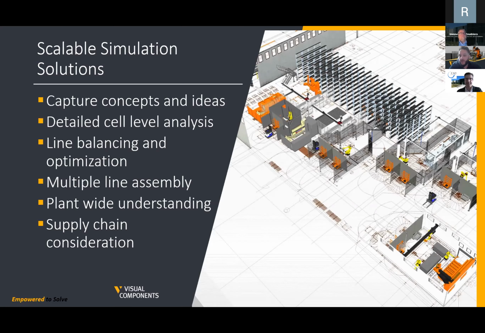You've seen how it can go from capture concepts and ideas, detailed cell level analysis in that last slide where the robots had been taught their sequences, line balancing and optimization in the last video. How many people do we need? What can they be responsible for? How utilized are those humans? If you can do the job, but your human resources are at 95% utilization, it's probably going to cause more problems than it is solving. And in the case of AGCO, doing multiple lines to get that plant-wide understanding. And then again, even beyond the four walls to get a better understanding of your supply chain.